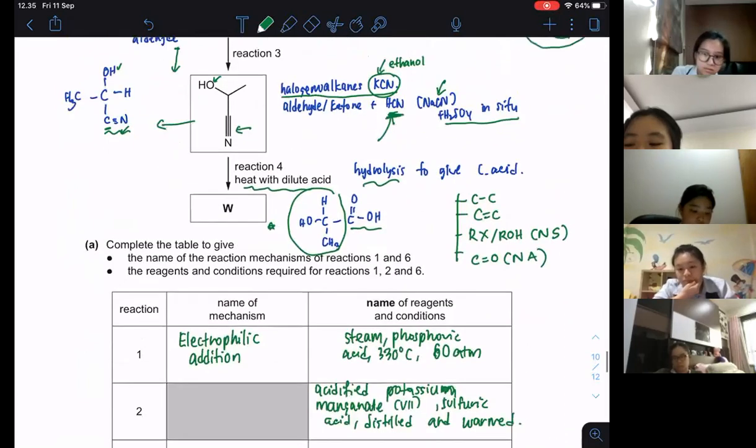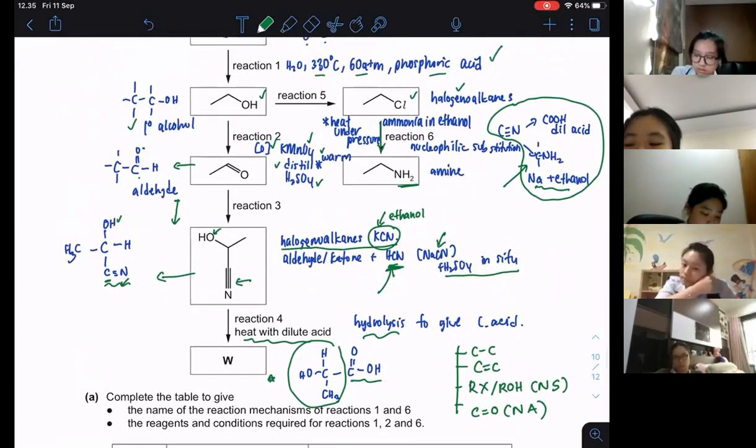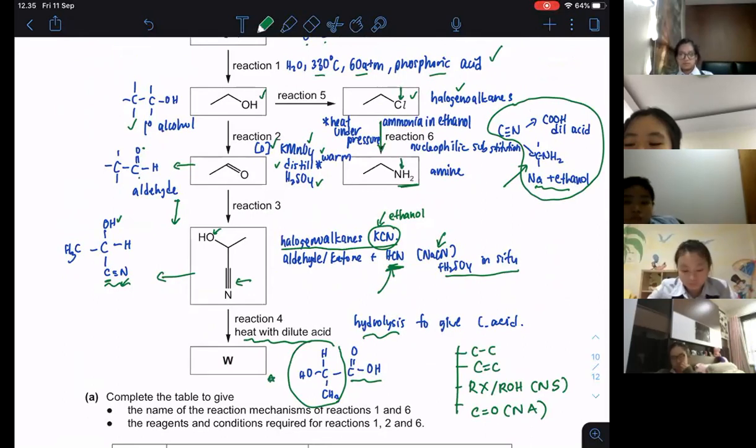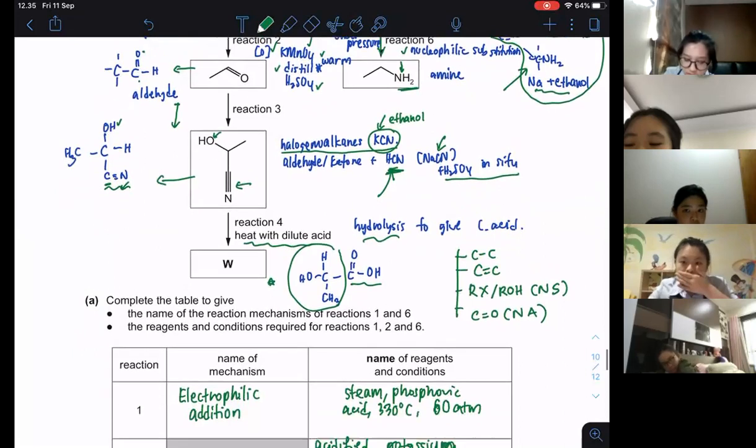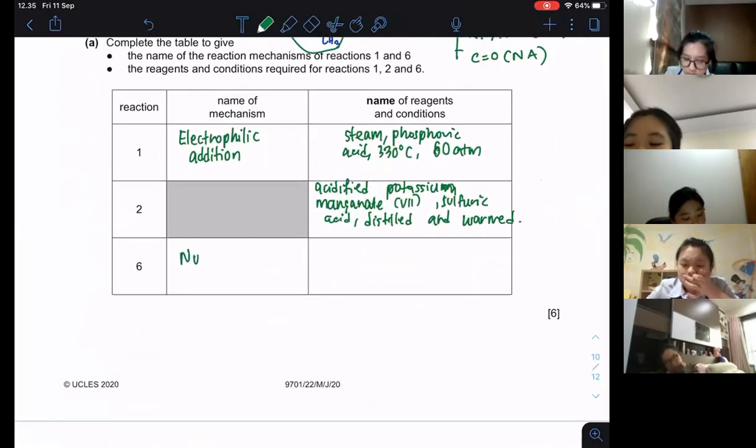Next is going to be number 6. This one is going to be halogenoalkane. You are going to change it to amine. So this one you will react with KCN with ethanol. So here is going to be a nucleophilic substitution reaction. Yeah, nucleophilic substitution.